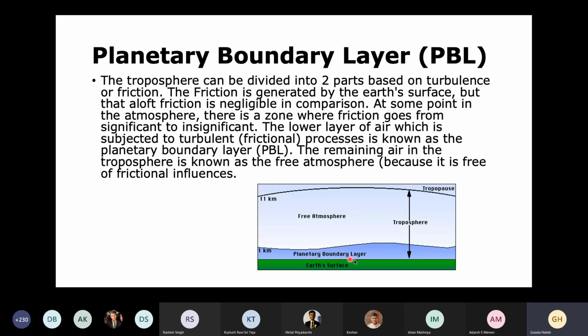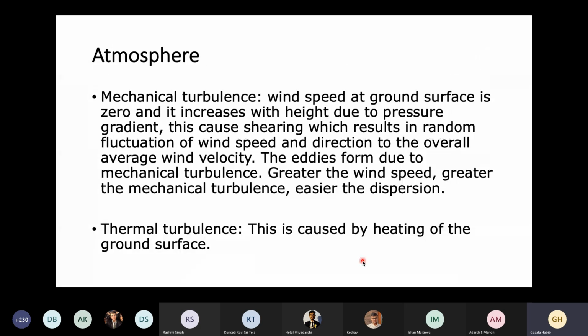The height of this planetary boundary layer changes with season. During summer, because of the heat and dilution, the height is more. During winter, the height of the planetary boundary layer will be low. Okay, and that height itself is known as the mixing height. So in summer, the mixing height will be higher compared to winter. This is what you can say.